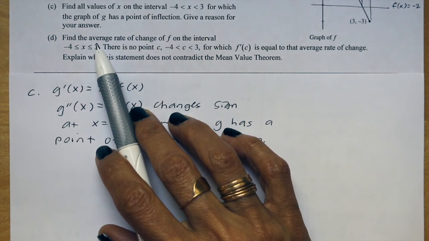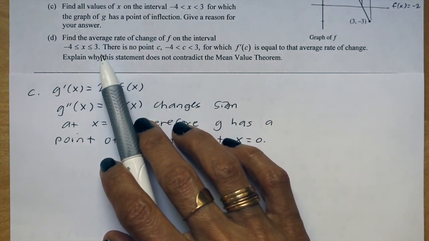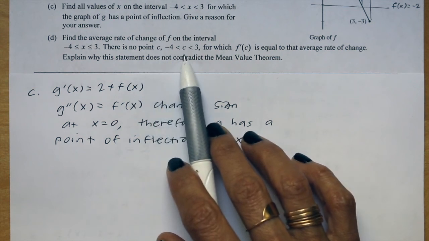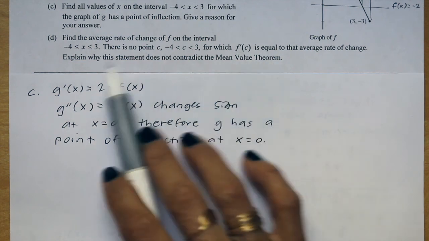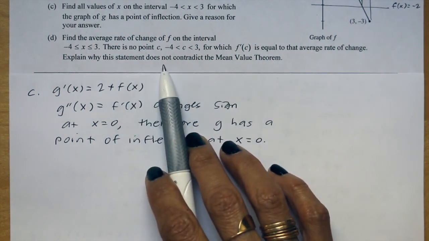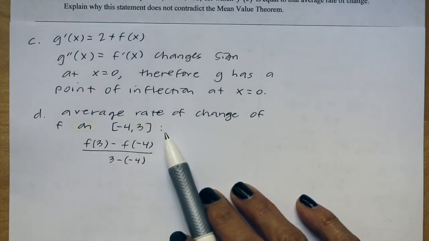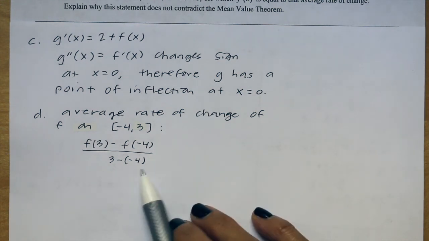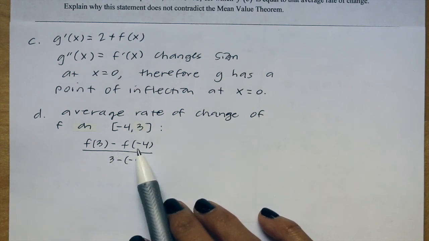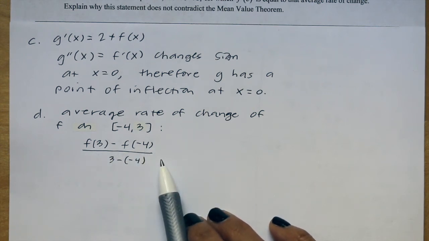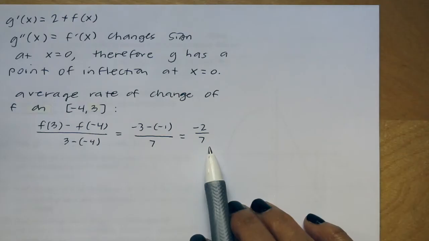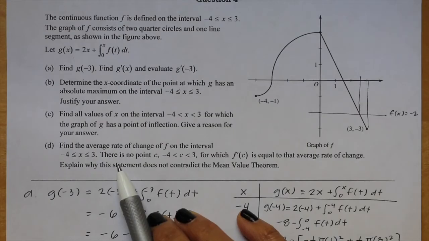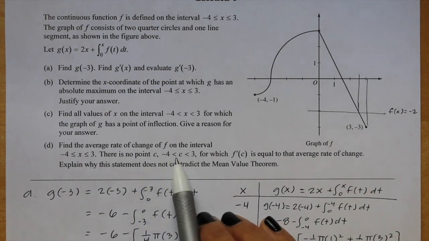Part D says find the average rate of change of f on the interval from -4 to 3 inclusive. There is no point c in between -4 and 3, for which f prime of c is equal to that average rate of change. Explain why this statement does not contradict the mean value theorem. The average rate of change of f on the closed interval from -4 to 3 is going to be given by the formula f of 3 minus f of -4 all over 3 minus -4. From the graph, f of 3 is -3 and f of -4 is -1. So our average rate of change of f on the closed interval from -4 to 3 is going to be -2/7.